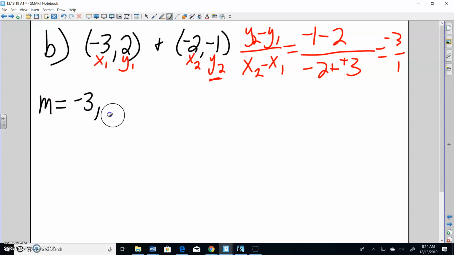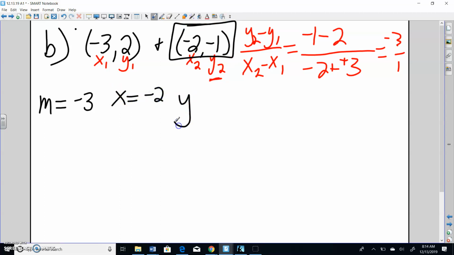All right, so now, Jasper, what point are we going to use? Which point? You decide. You pick. The second one. Okay, so that means our x is going to be -2. Our y is -1. And remember, we're plugging into this formula, y equals mx plus b, those three values.